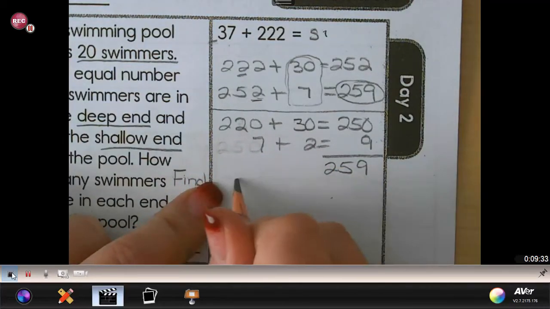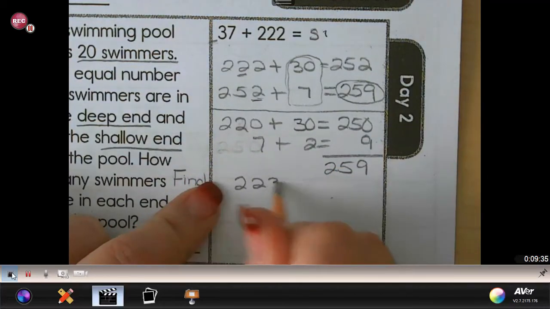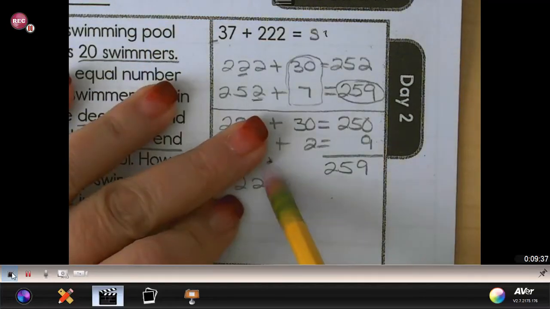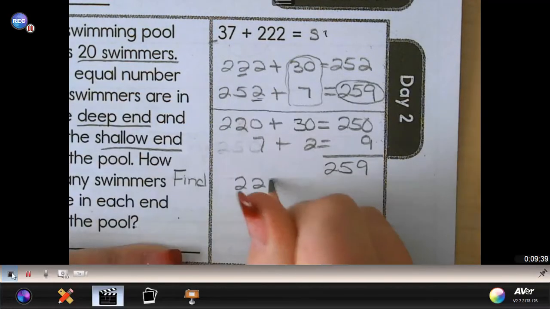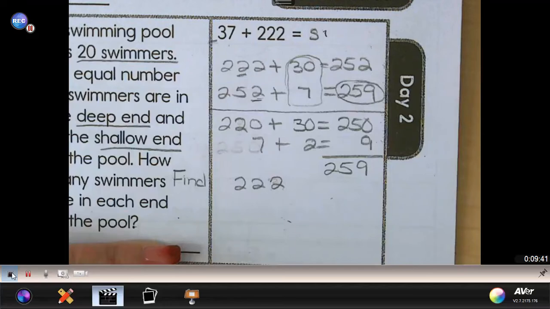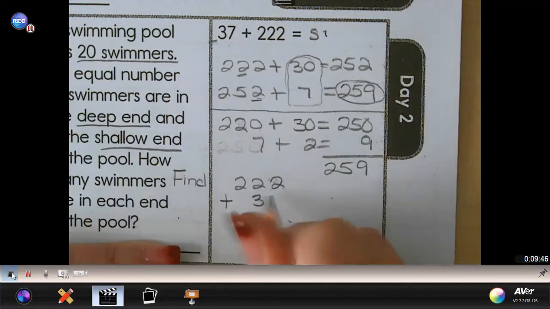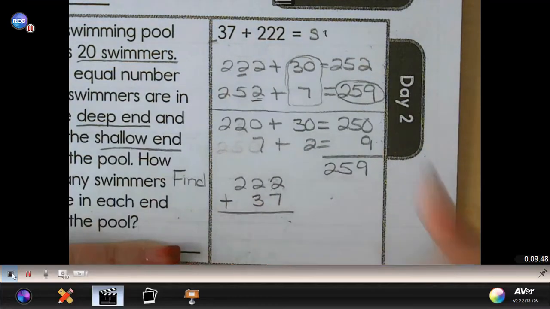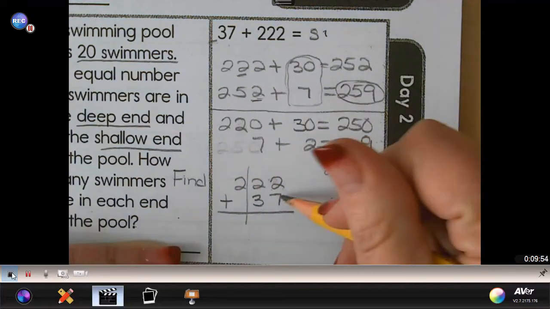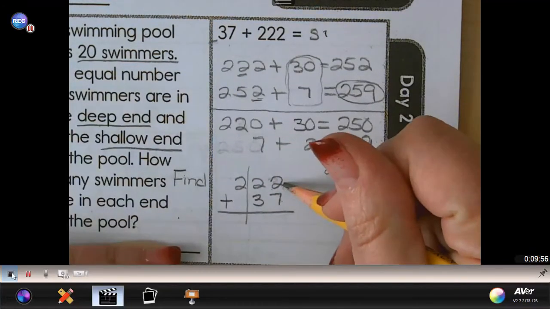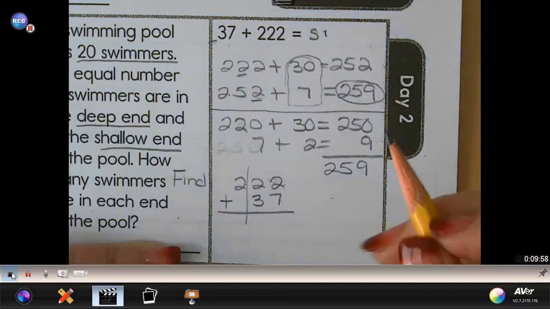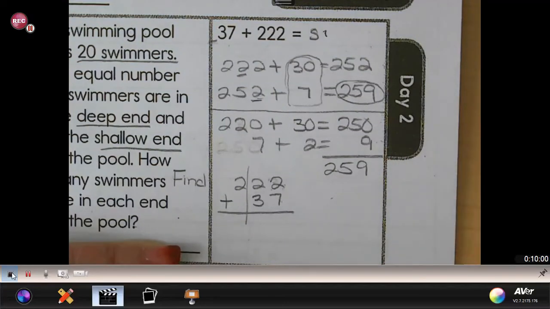So as an algorithm, I remind myself that I'm going to use place value to also explain this thinking. I'm lining up my ones and my tens and my hundreds, if I had a hundreds place here. Make sure that you start here in your ones. That's just in case you have regrouping. So 7 and 2 would give me 9.